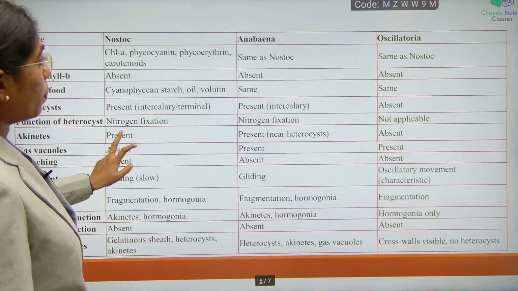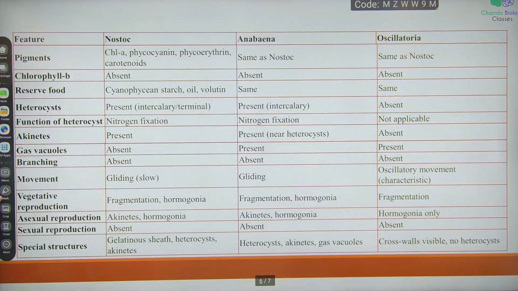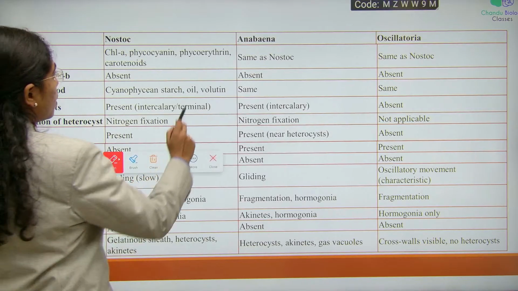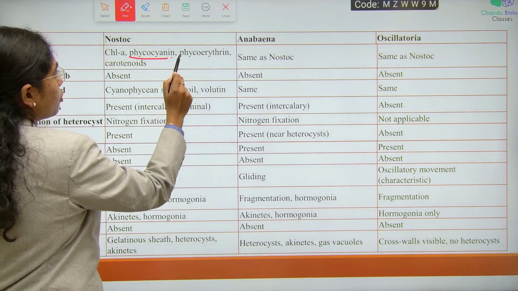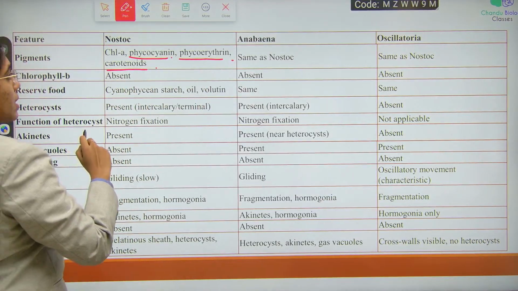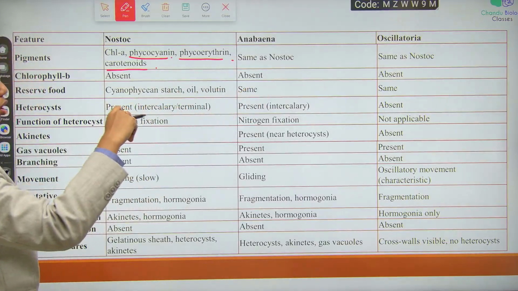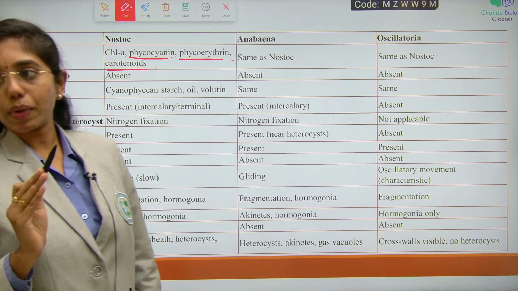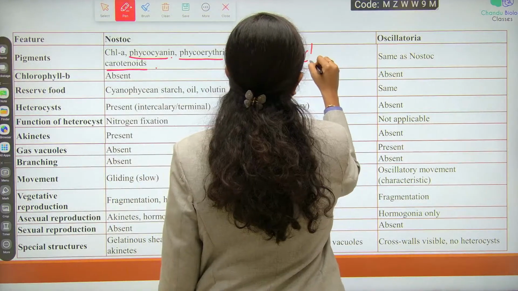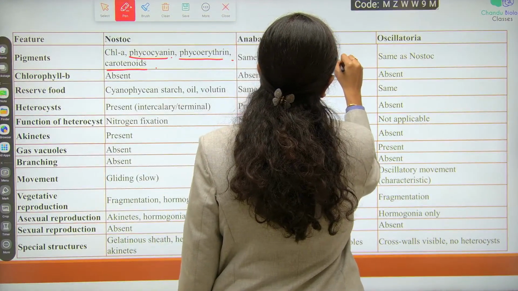Next is about pigmentation. What are the major pigments that you observe? In Nostoc, it is chlorophyll A, majorly phycocyanin, phycoerythrin, carotenoids. These are phycobilins. Where are they present? Same as that of Nostoc. All the pigmentation is present in the peripheral chromoplasm.